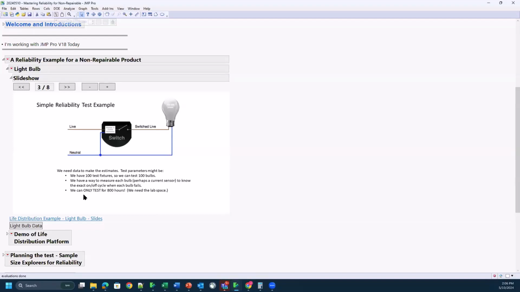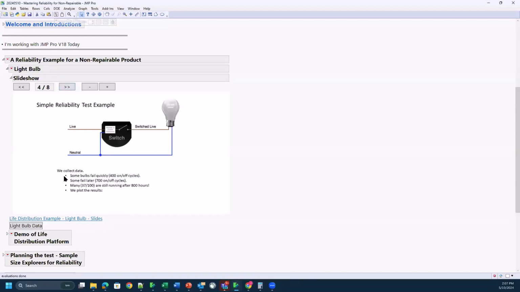Now we got another limit here. We can only test for a total of 800 hours. Product management has been kind enough to give us lab space for 800 hours for this test to complete. Then we've got to give the lab space back. So that's what we're dealing with.